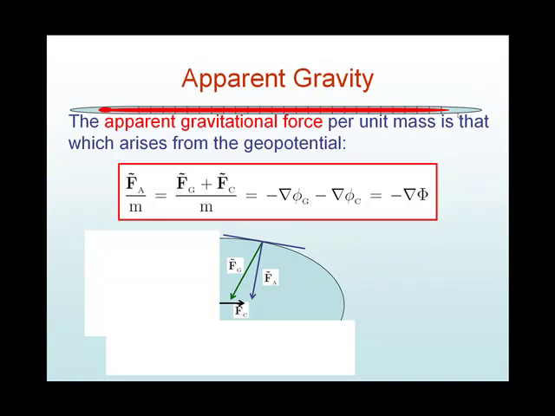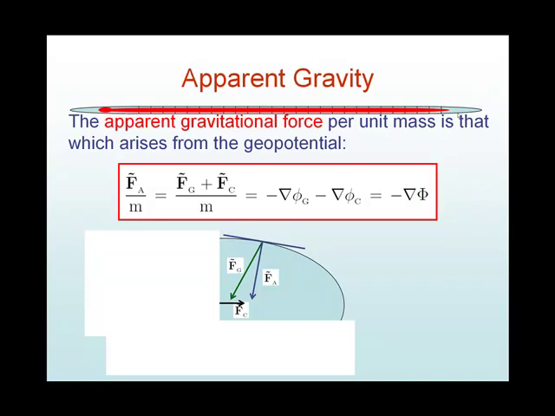And that's equal to the sum of the gradients in the two geopotentials, minus grad phi g minus grad phi c, which is equal to minus grad of capital Phi. That's shown schematically in the figure below.